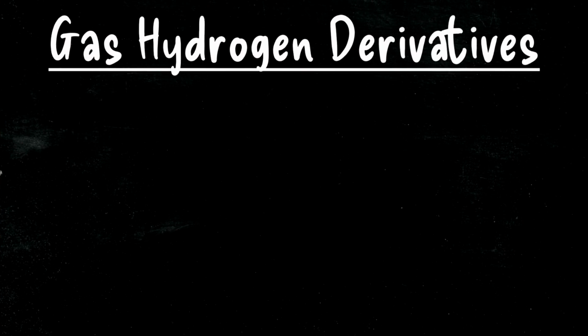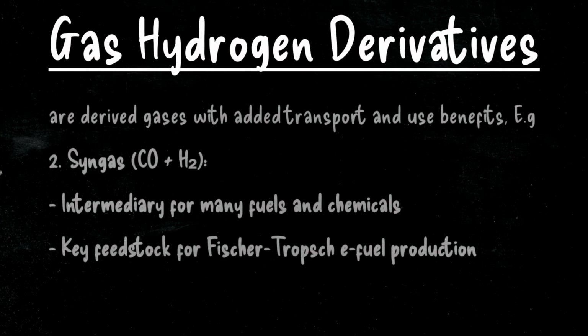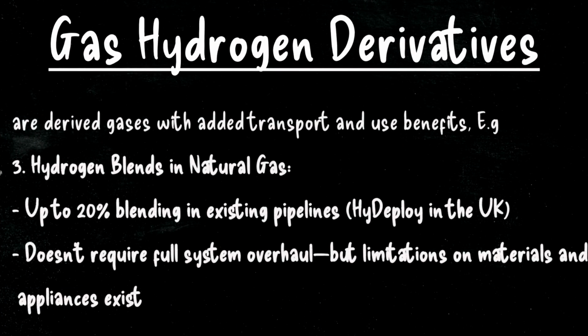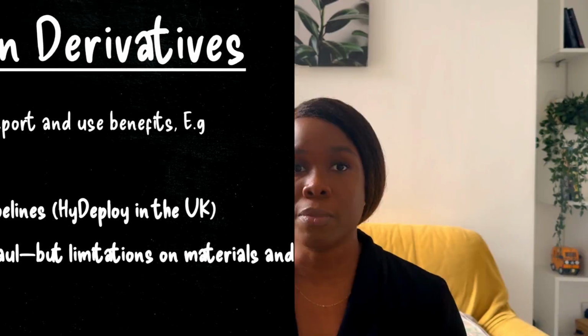Next, we look at syngas, which is a combination of carbon monoxide and hydrogen. It is an intermediary for many fuels and chemicals, and it's a key feedstock for Fischer-Tropsch e-fuel production. Next, we look at hydrogen blends in natural gas. Hydrogen can be blended in existing pipelines up to 20%, such as in the HyDeploy project in the UK. It doesn't require a full system overhaul, but limitations on the materials and appliances that can be used exist.